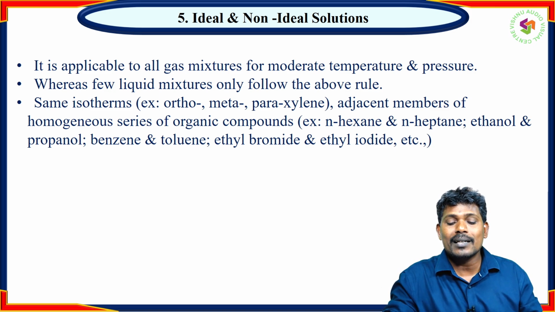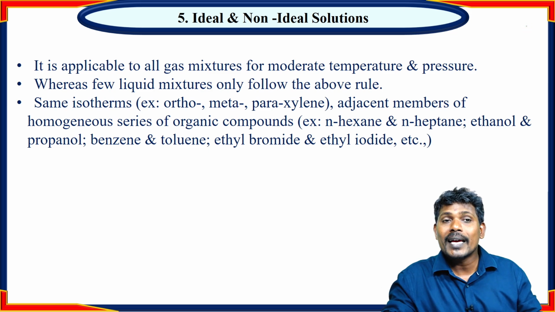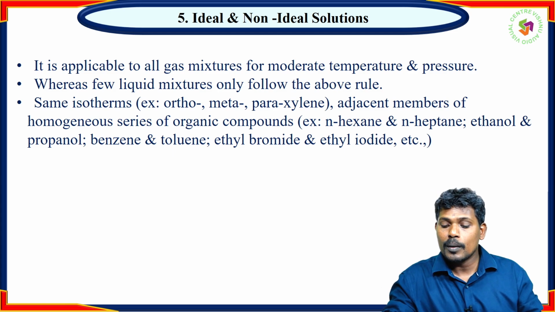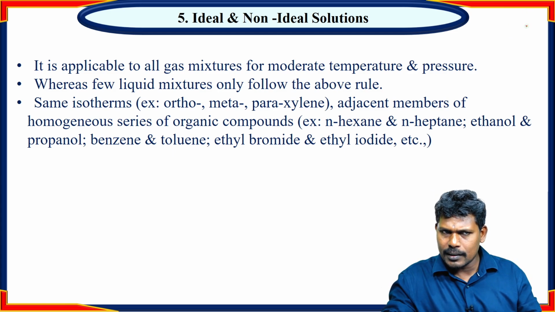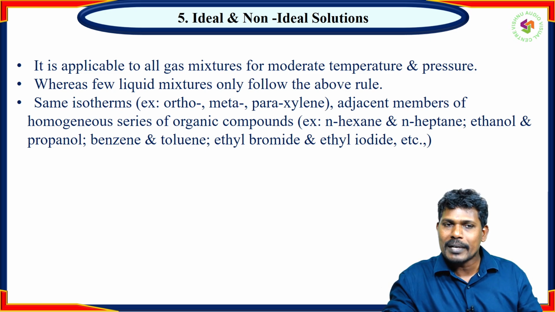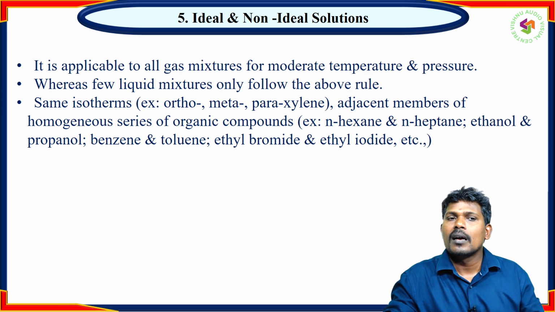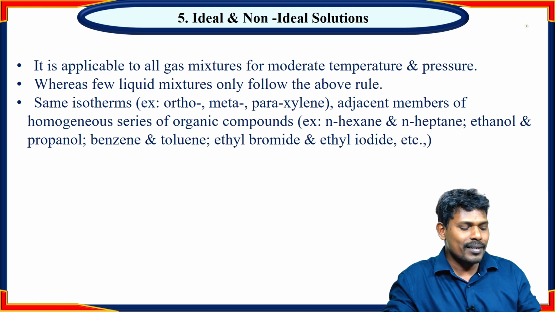For example, isomers like ortho, meta, para, these types of compounds, when they form a mixture, will follow that Lewis-Randall rule. Adjacent members of a homologous series of organic compounds, for example, hexane and heptane, when they form a mixture, also follow the Lewis-Randall rule. Other examples are ethanol, propanol, benzene, toluene, ethylene bromide, and ethylene iodide. When these types of chemicals mix and form a mixture, these mixtures behave as ideal solutions and follow the Lewis-Randall rule.